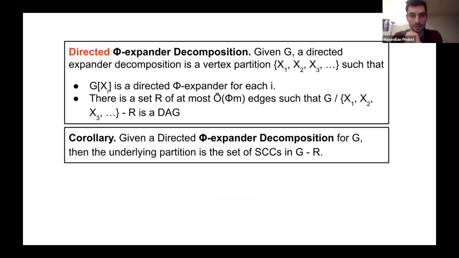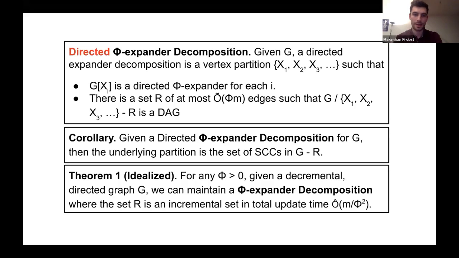So once you have a directed Phi expander decomposition, it's actually quite easy because each Phi expander is definitely a strongly connected component. You just know that. So at least you know that given a Phi expander decomposition and deleting the edges in R, the set x1, x2, x3 is now really the set of SCCs in the graph G minus R. And now we can actually maintain this Phi expander decomposition in m over phi squared time, such that R is an incremental set.